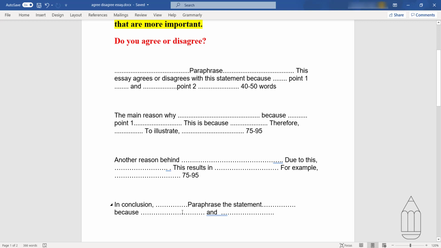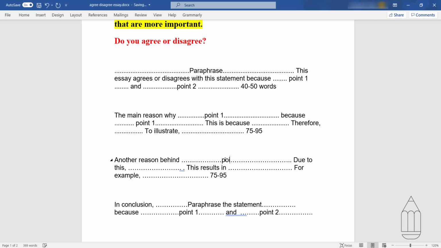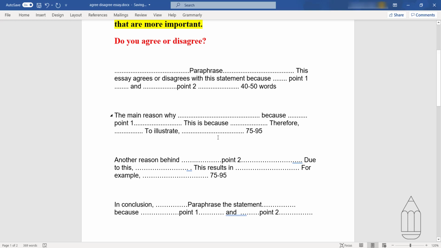So point 1, or you can say idea 1 point. So similarly here, 1.2. So this is the whole structure that you have to use in the, sorry, not here, I misunderstood. Okay, body paragraph: point 1, point 2, then point 1, point 2.